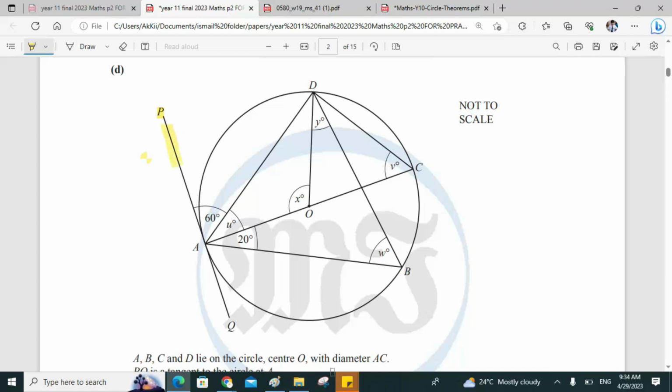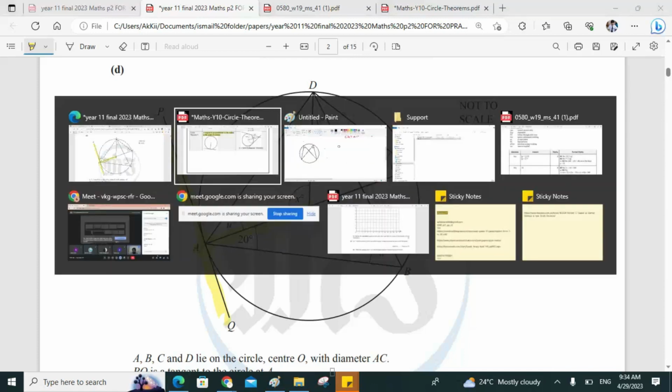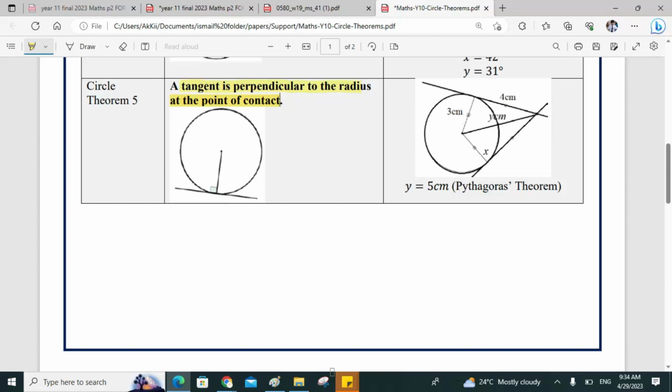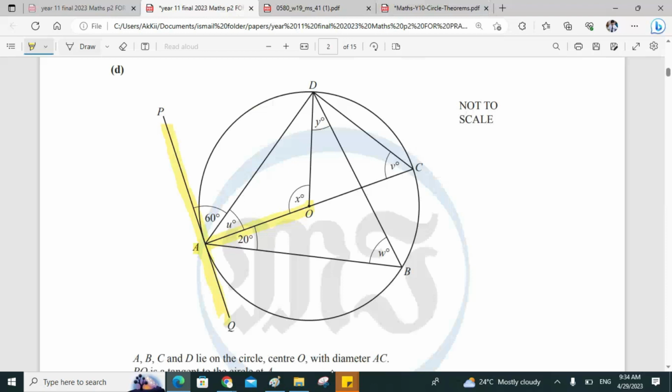So you can see this line. What is this line? Say it. It's a tangent. And what about this line? This is a radius. So what fact did you study about this? This angle must be 90 degrees between the tangent and the radius. This is the fact which you have got, right? So this total angle from here to here must be 90 degrees.